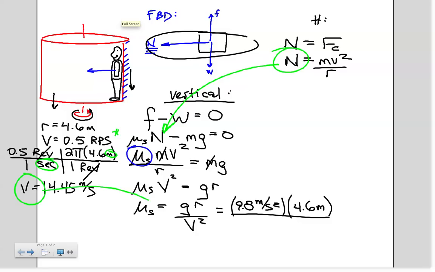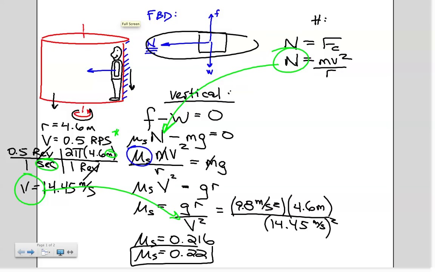Now, in that form, I'm ready to plug it in. And so I can put that here in the denominator, 14.45 meters per second. Of course, don't forget to square that. Running that through my calculator, I can find that the minimum coefficient of static friction required to make this ride work is about 0.216. Of course, the coefficient of friction is unitless. I should truncate this to 2 significant figures, so I'll call that mu static is equal to 0.22 and call it a day.